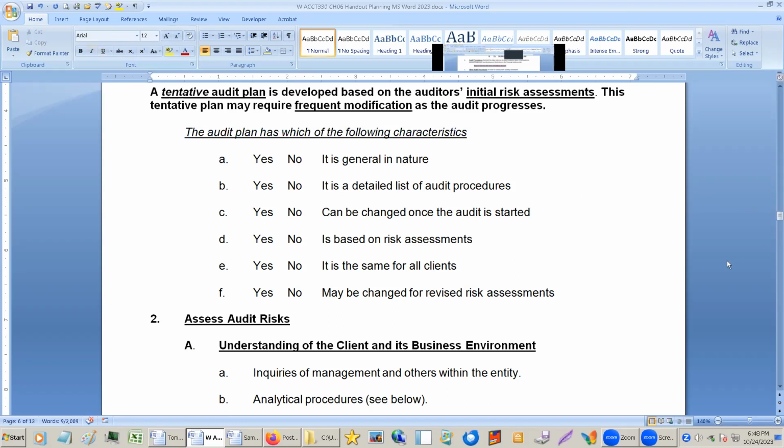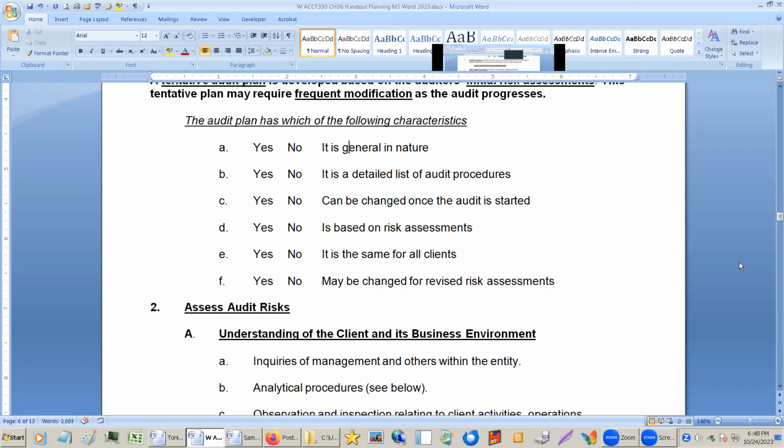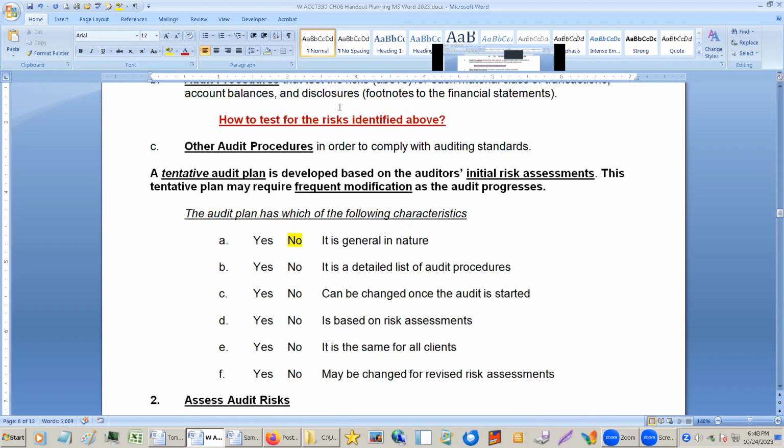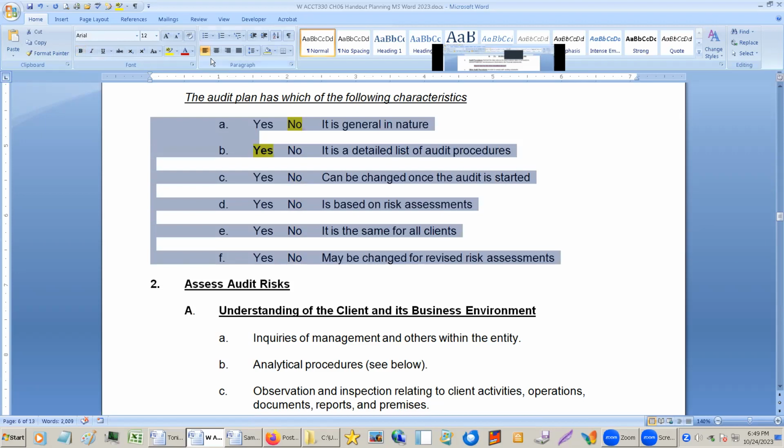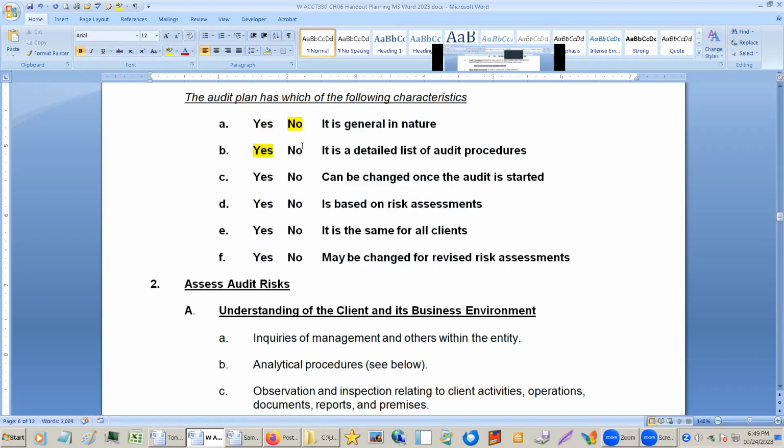Is it general in nature? Yes or no? No. It's very specific. You're testing for a specific, not just a specific test, but also a specific risk. Is it a detailed list of audit procedures? Yes. It's going to be very detailed. I bolded it, I didn't highlight it. I'm going to bold all these. Okay, so is it general in nature? No. Is it detailed? Yes.